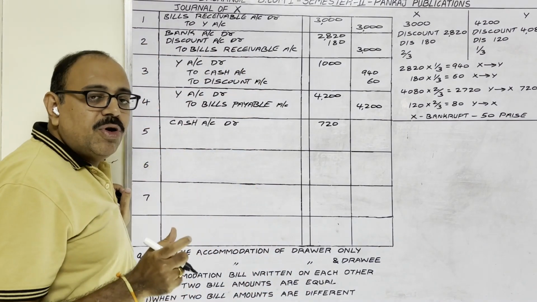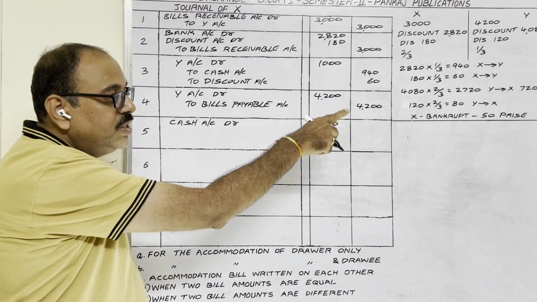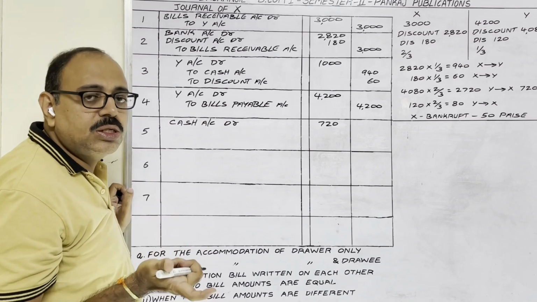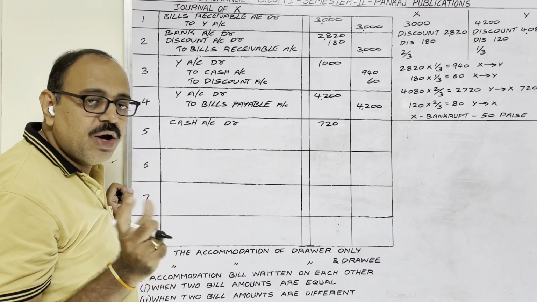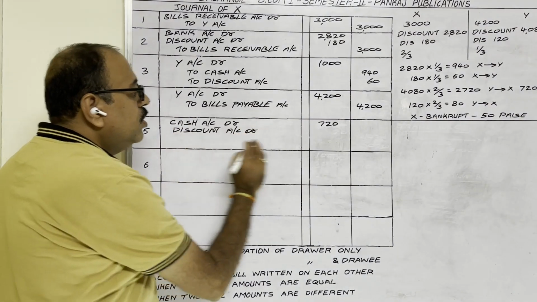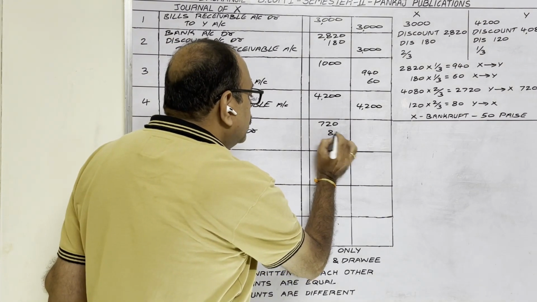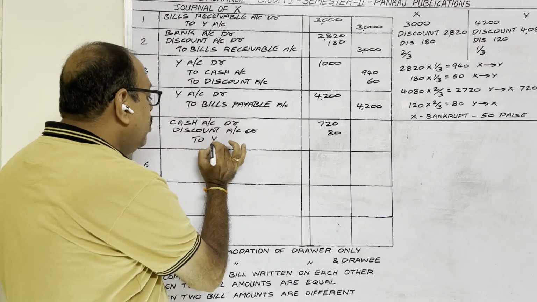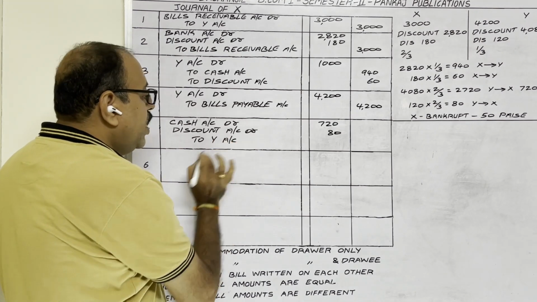The discount amount of 80 rupees, Y is charging on X. So to X, this 80 rupees is a loss. As per the nominal account rule, a loss we have to debit. Debit the discount account. Discount account debit 80 rupees. Money is coming from Y now. Therefore, we have to credit the Y account.